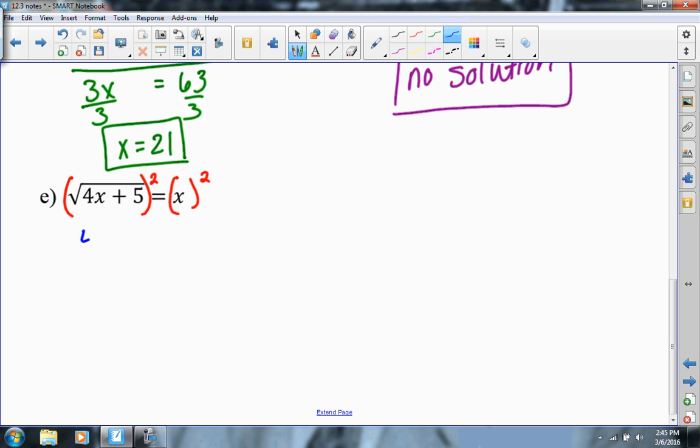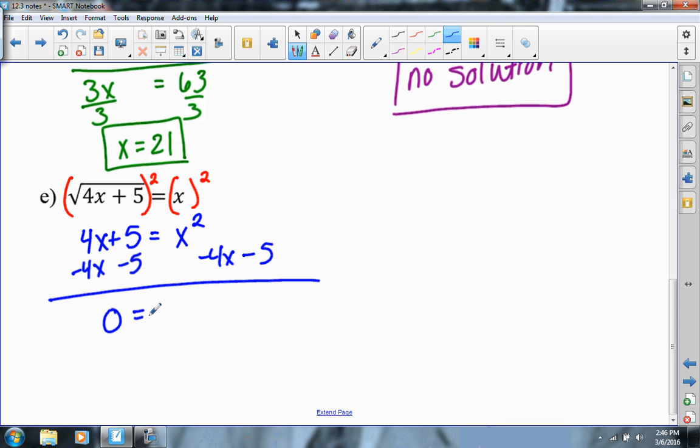And then I'll get 4x plus 5 equals x squared. So now I'm going to have a quadratic. Anytime I have an x squared in my equation, that's going to be a quadratic that I have to solve. And in order to do that, I need all of my terms to be on the same side as the x squared. So I'm going to minus the 4x and minus the 5 over to the other side. So then I'll have 0 equals x squared minus 4x minus 5.